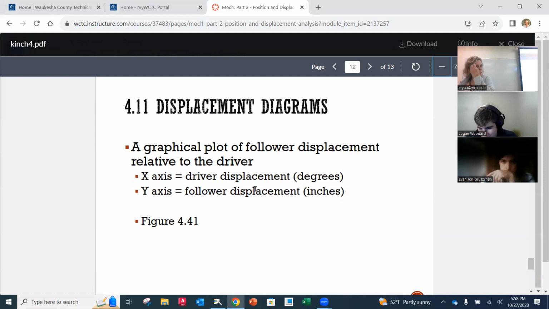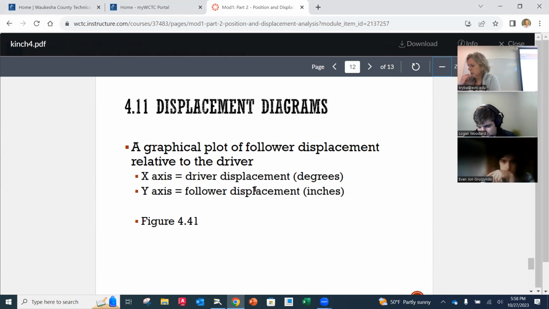One more section to go over, and this is displacement diagrams. So displacement diagrams are going to give us a graphical plot of what the displacement is of a mechanism, okay? And it's going to be relative to driver or crank angle, okay? So we're going to be creating a plot, an X and a Y, and the X-axis is going to have the driver displacement on it in degrees, and the Y-axis is going to have the follower displacement in inches or millimeters, whatever the distance might be, okay?